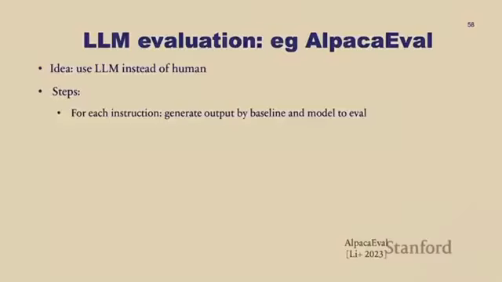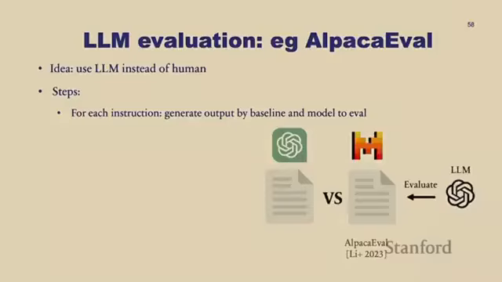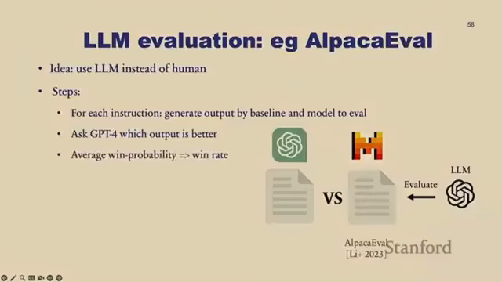So one simple idea is, again, as we said many times, just use an LLM instead of humans. You probably know the drill at this point. Steps: for every instruction, generate outputs by some baseline and the model that you want to evaluate. Here, imagine that I'm comparing an answer from ChatGPT and from Mistral. I ask another model, GPT-4, which one is better, and I average that out over my entire benchmark or dataset, and that gives me a win rate, a win probability for one model compared to another, and now you can rank models.